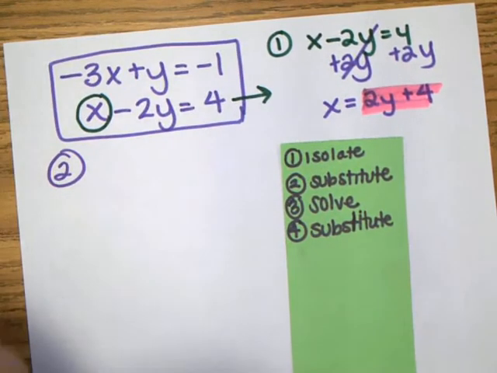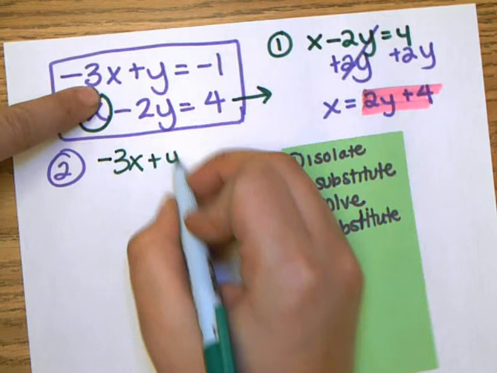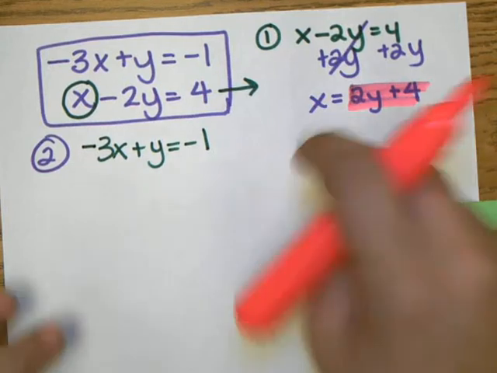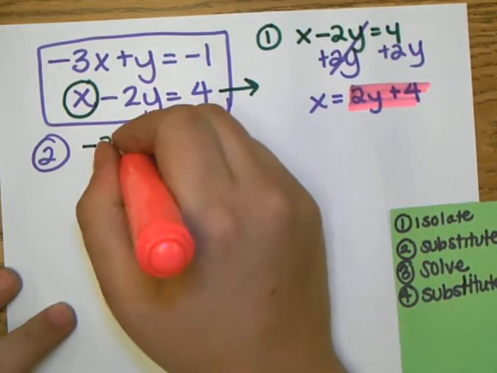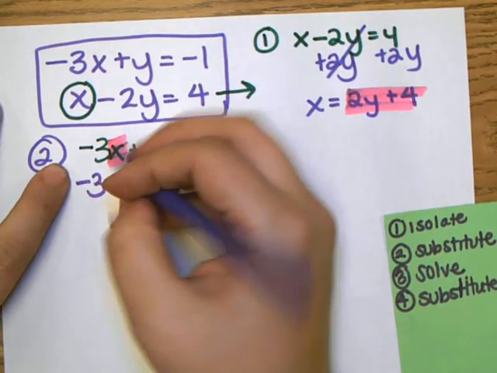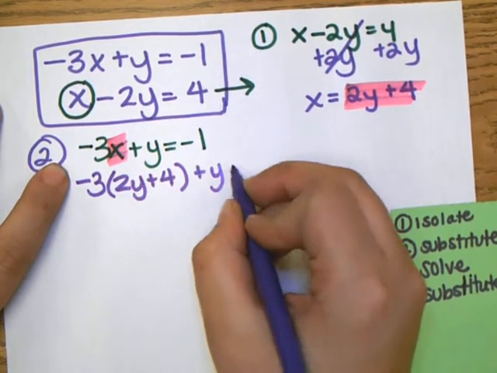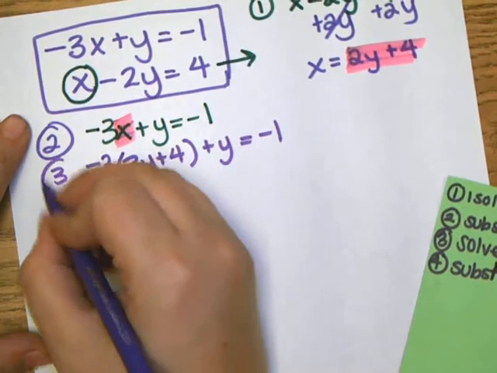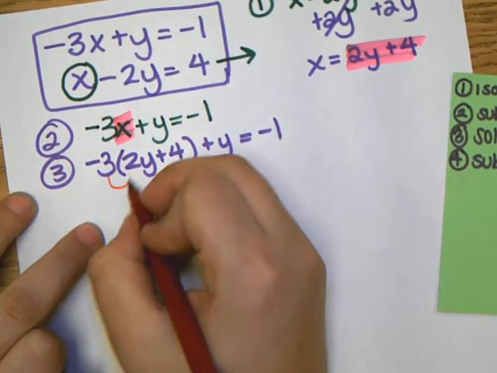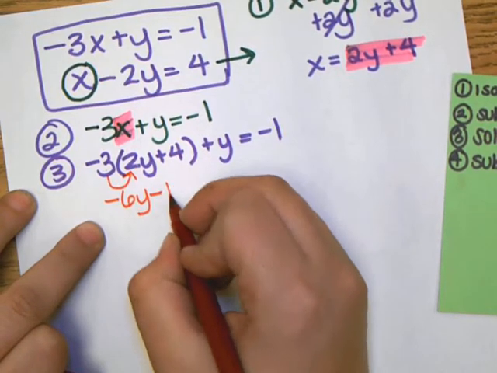Alrighty. Step 2. Substitute what we just isolated here. So we're going to take this and plug it into the other equation here. So -3x plus y equals -1. So I'm going to take not the y, it's not going to go in for y, but it's going to go in for the x. It's going to go in right there. And there is a number in front, so we need to put parentheses. Okay, so step 3 is solve that.